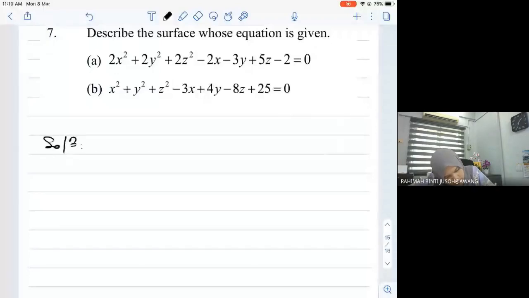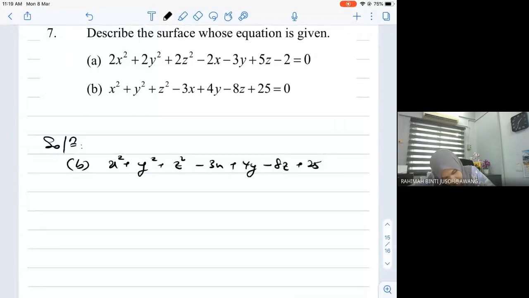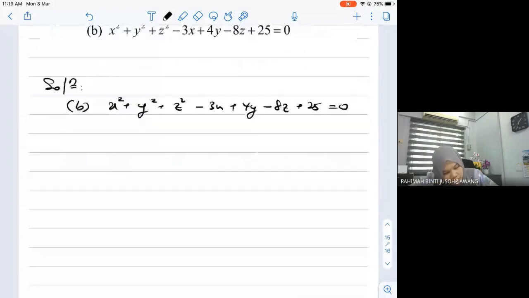Question B first. So we have x squared plus y squared plus z squared minus 3x plus 4y minus 8z plus 25 equals 0. Okay, first step, what you should do is called completing the square, right? You all have learned it in secondary school. Make sure you pair x with x, y with y, z with z.